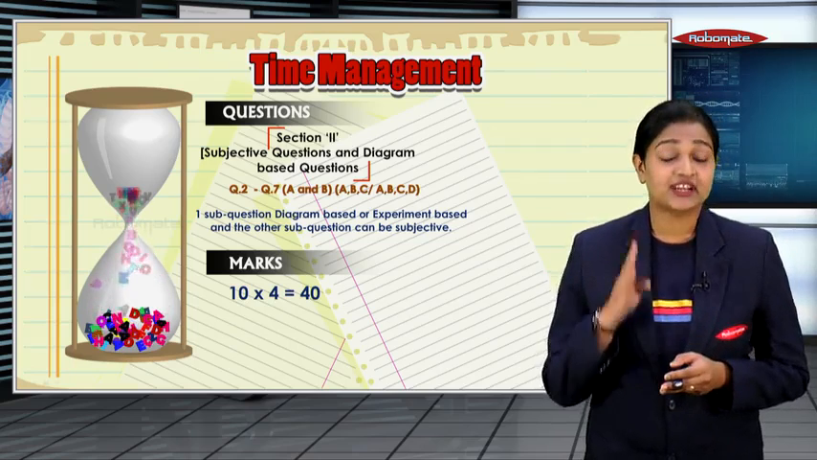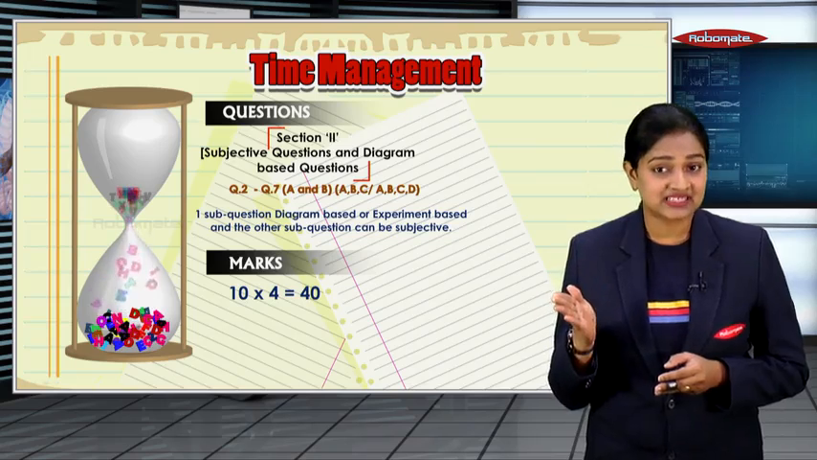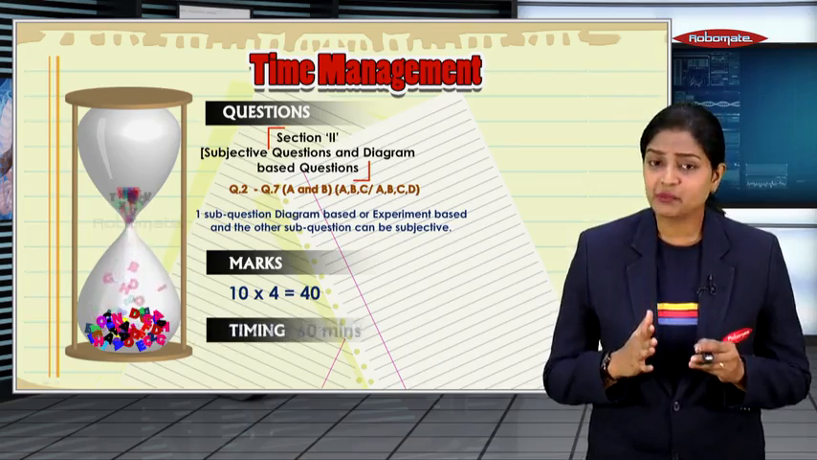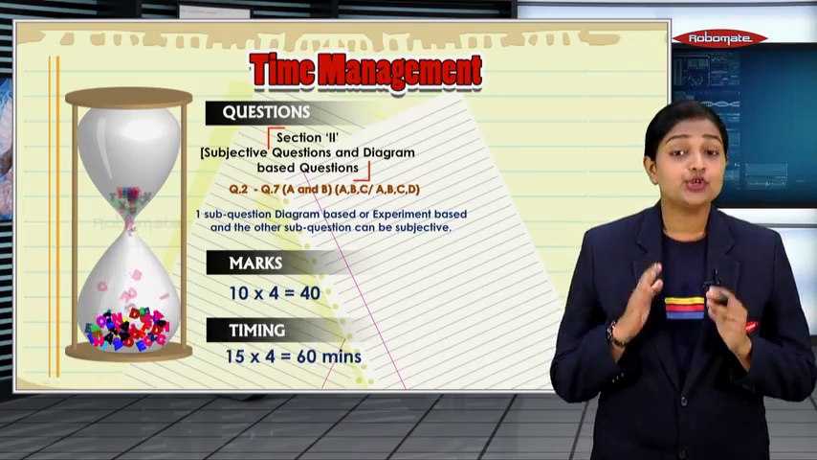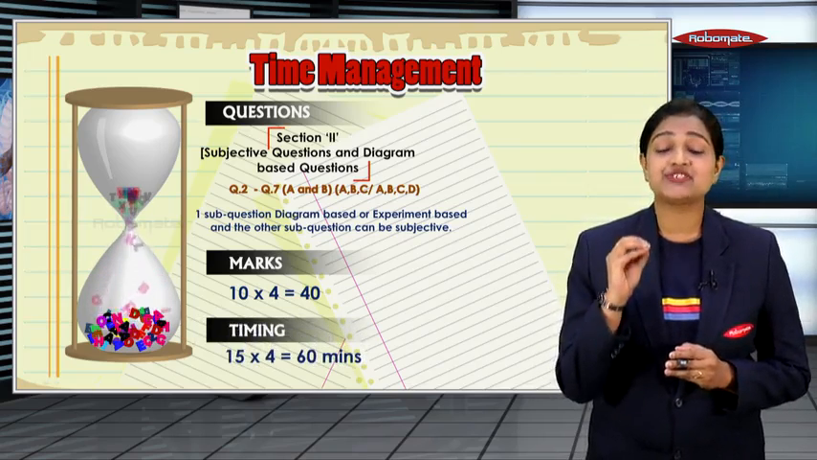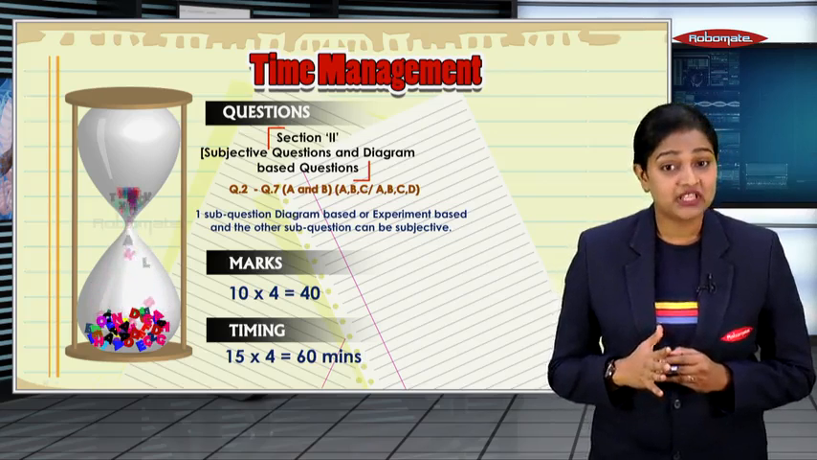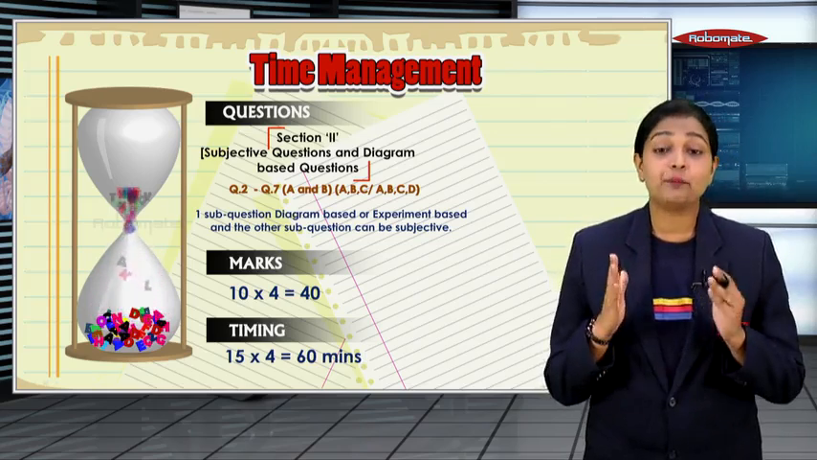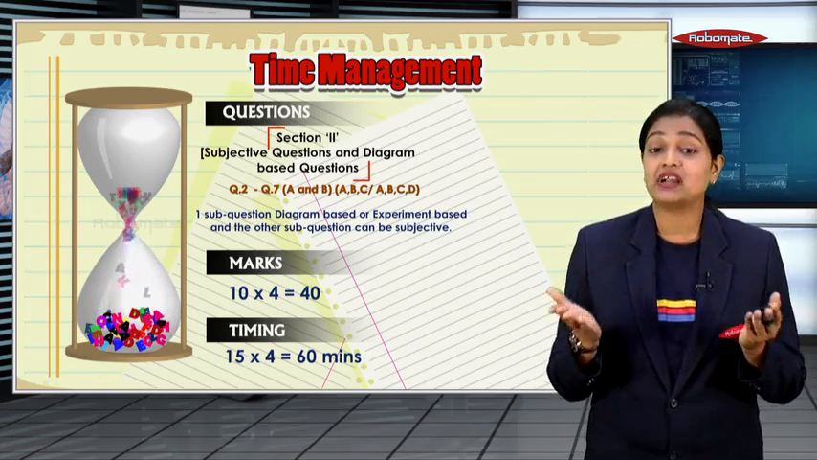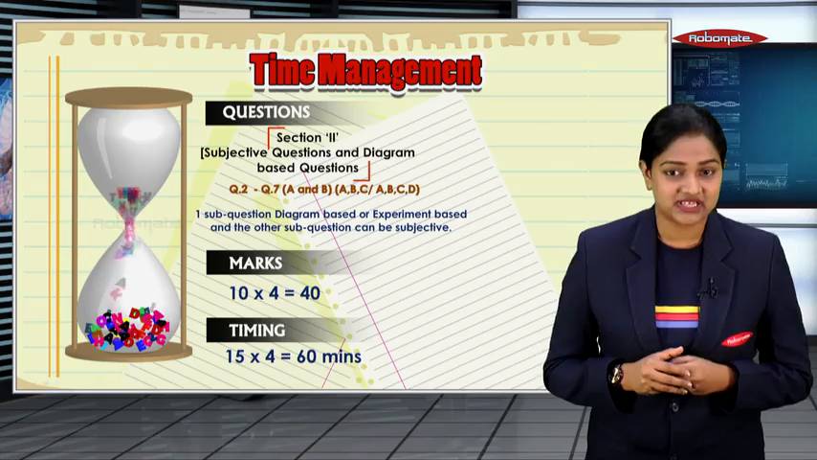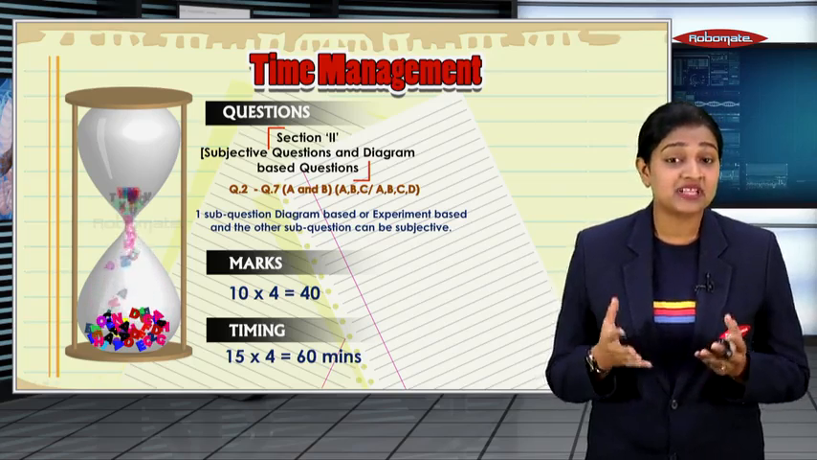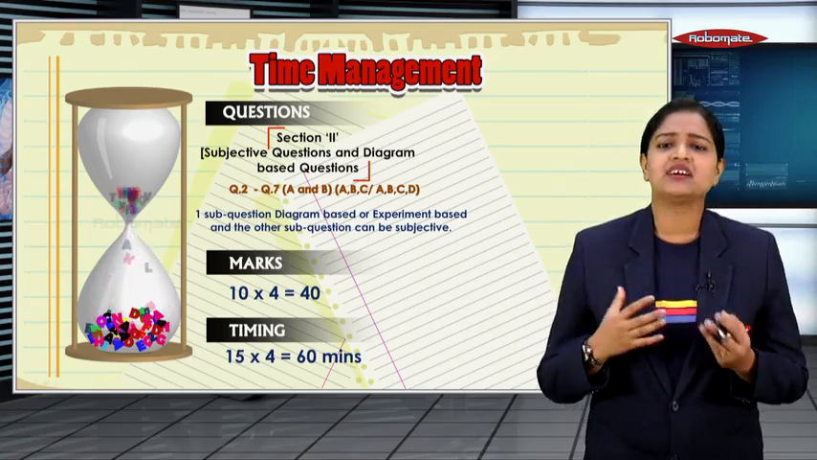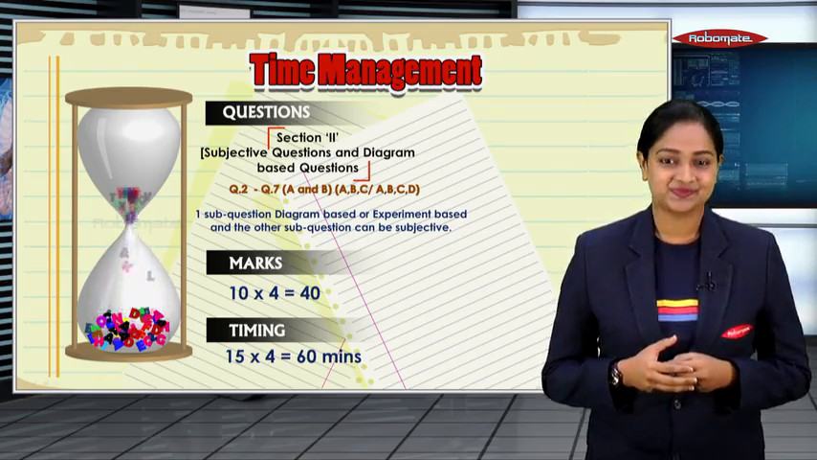So the marks allotted, that is 4 into 10 marks each, is a total of 40 marks. Students, preferably for section 2, you should allot 15 minutes for each question. That means 4 questions to attempt, 15 minutes each. Your paper, that is section 2, should be completed within 60 minutes. And the rest of the 15 minutes that you have in your hand, you can go through the paper and make minor corrections if necessary.